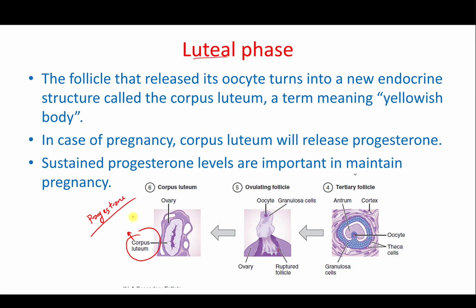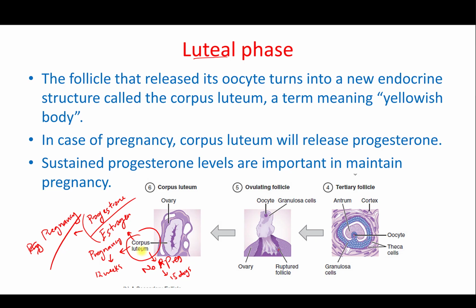Mainly it produces progesterone. Also it will produce estrogen. Both hormones are important for maintaining pregnancy. And the corpus luteum, if there is a pregnancy, will continue producing those hormones up to 12 weeks. In case there is no pregnancy, it will atrophy within 15 days. It will die within 15 days by the end of the ovarian cycle.